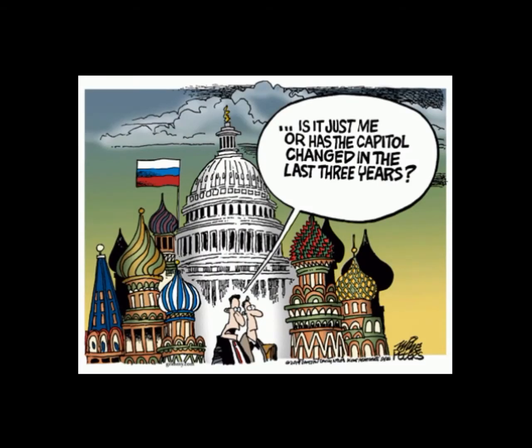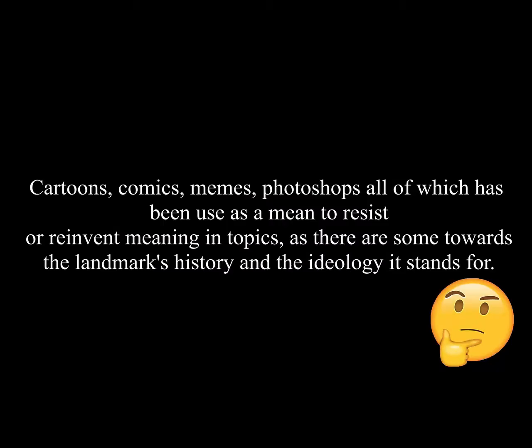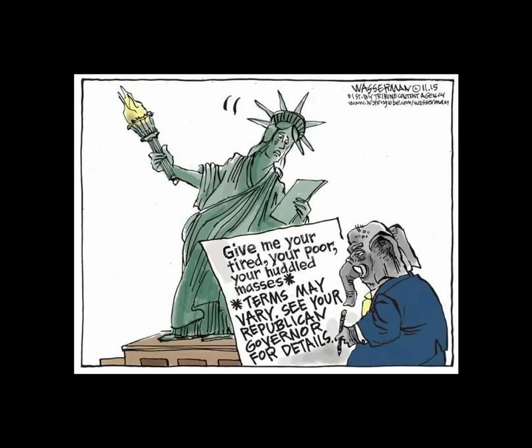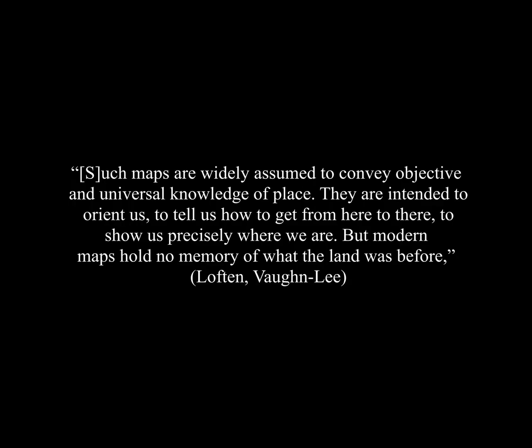And as Adam Lofton and Emmanuel Vaughan Lee discuss countermapping, a concept applied in chorography resisting dominant narratives of mapped sites, they argued in their article: Such maps are widely assumed to convey objective and universal knowledge of place. They are intended to orient us, to tell us how to get from here to there.